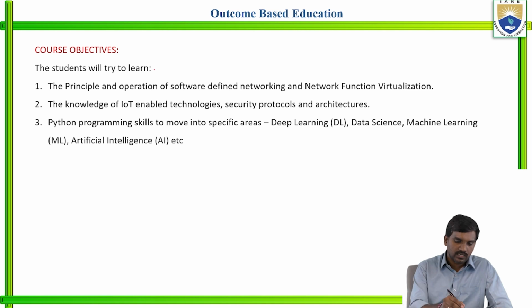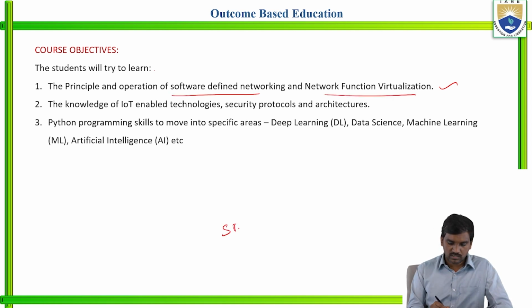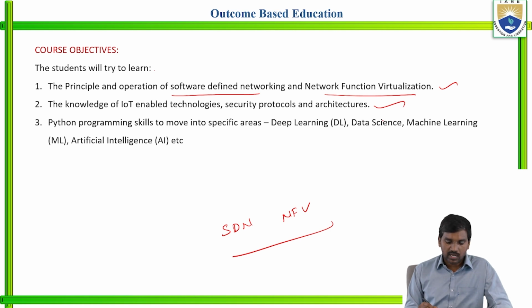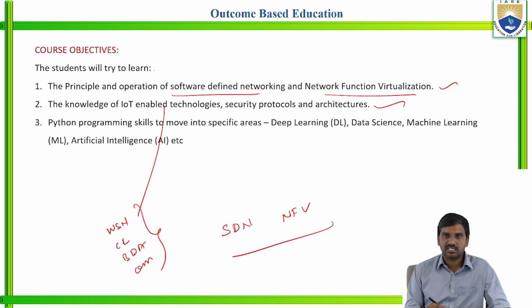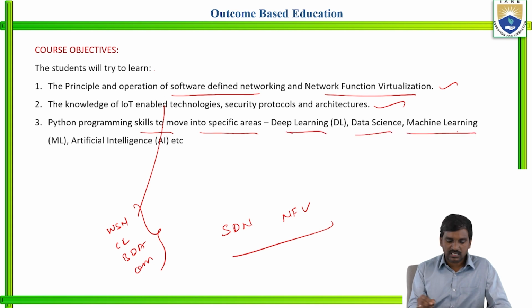The students will try to learn the principle and operation of software defined networking and network function virtualization. These are the two major topics in SDN. Then the knowledge of IoT enabling technologies like security protocols and architecture. We have IoT enabling technologies like wireless sensor network, cloud computing, big data analytics, communication protocols. We studied these in the previous classes. And the last one, the student will try to learn Python programming skills to move into specific areas like deep learning, data science, artificial intelligence, and machine learning.